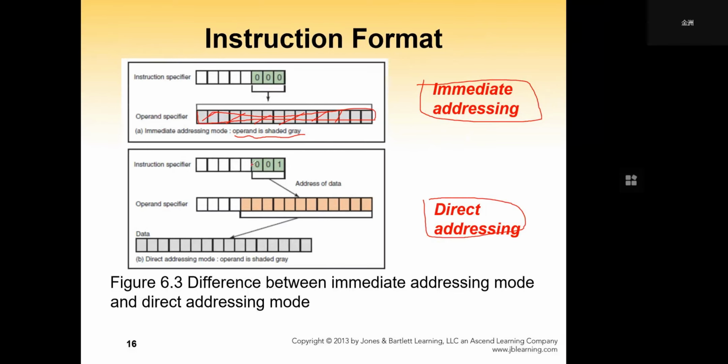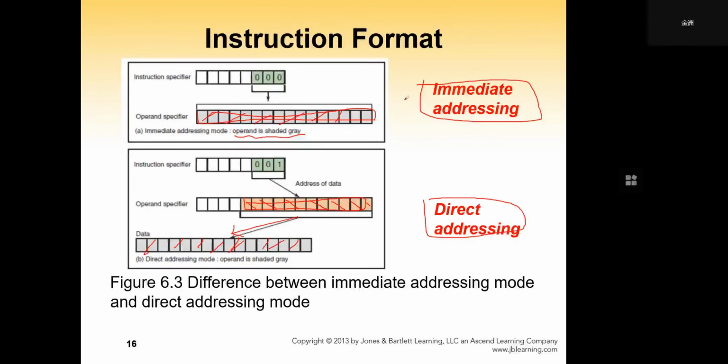If it is 001, it means the direct addressing mode. So it represents the address of the data. After knowing the address from here, it goes to the memory and obtains the real data, the real operand, through the memory. Also here, the shaded gray part is the real operand.